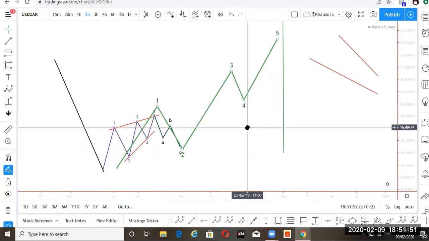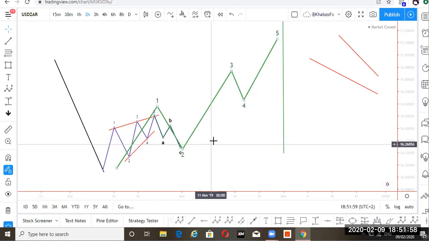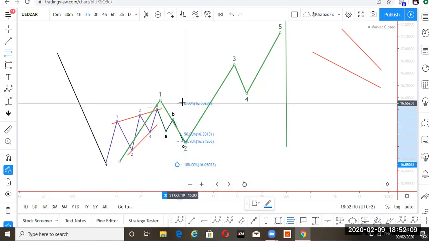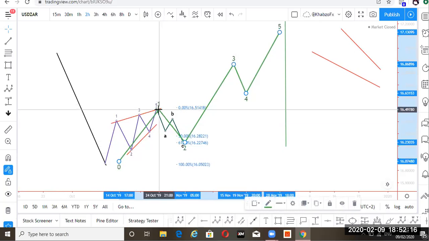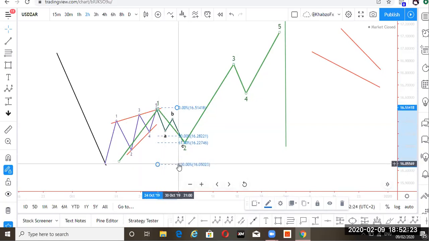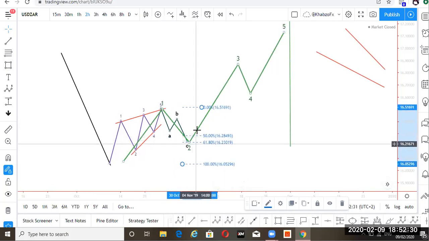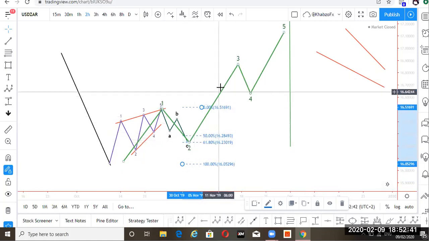Sometimes we wouldn't know the end of wave 2, but in most cases it should end around the 61.8 and 50% Fibonacci level of wave 1, all right? Just assume this is wave 1, right? It should end around here, 50% or 61.8. You should have a reversal here, all right? And then you will have wave 3 here, okay?